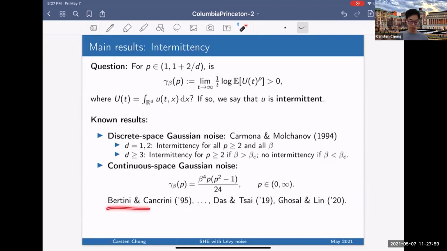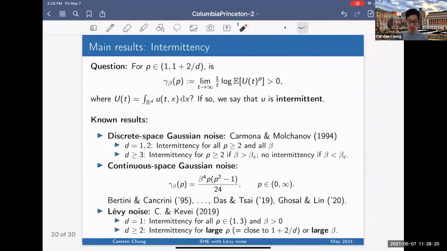It started in work by Bertini and Cancrini, and then there were many, many papers in between that I don't have the space to list. I just mentioned the last two that I'm aware of, and these are exactly the same as Wei Tao mentioned in her talk just before, okay? All right, so that's for Gaussian noise.